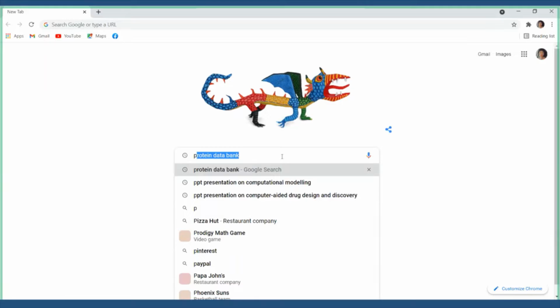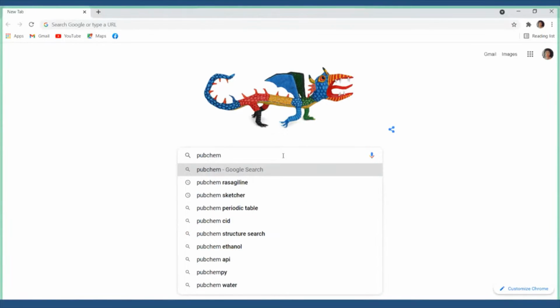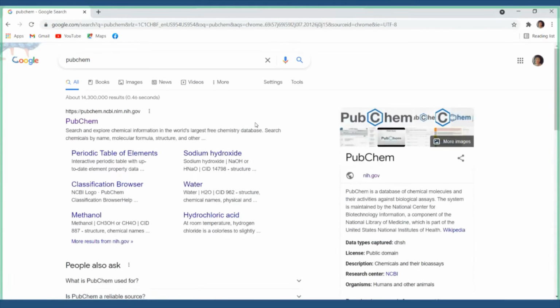Pubchem. I believe you can see my screen, right? Please, I want to be hearing responses from you guys. Yes, I can see it, sir. Okay, Pubchem. Then you press enter. Once you press enter, you will see Pubchem, probably the first one.